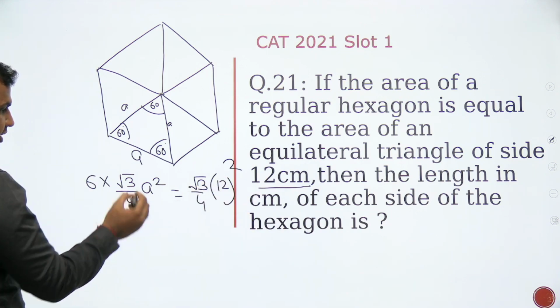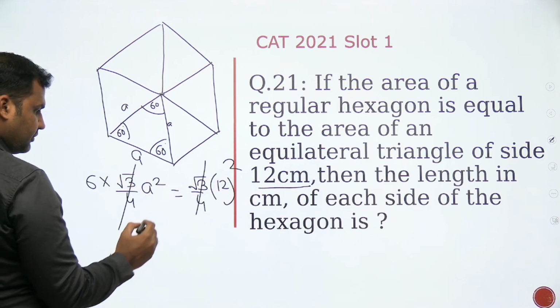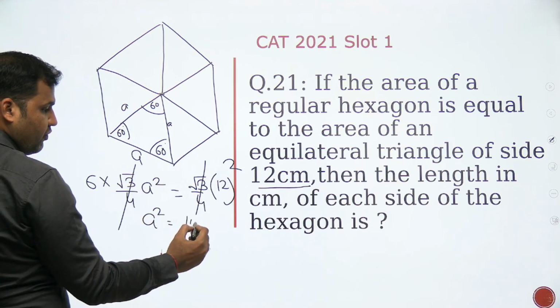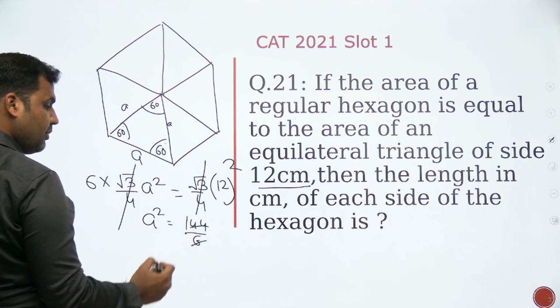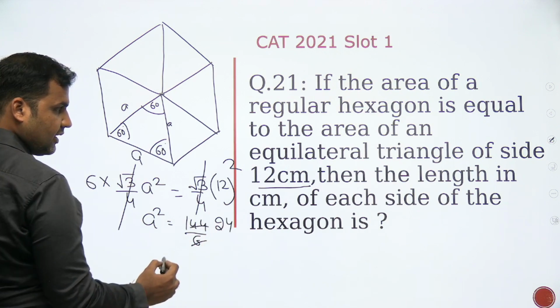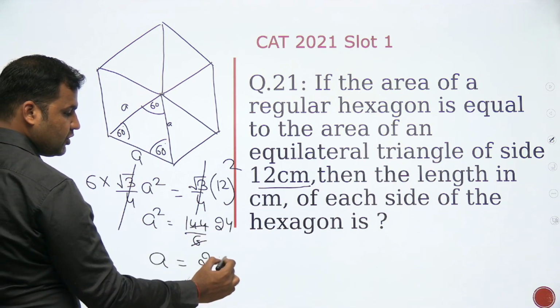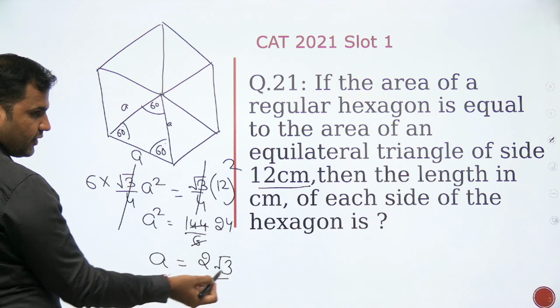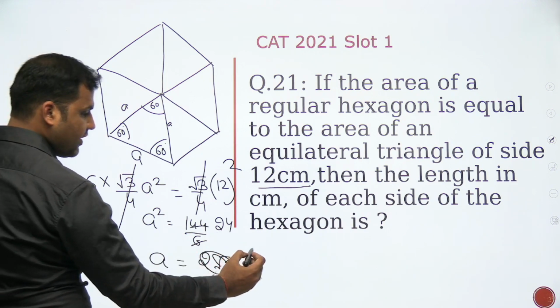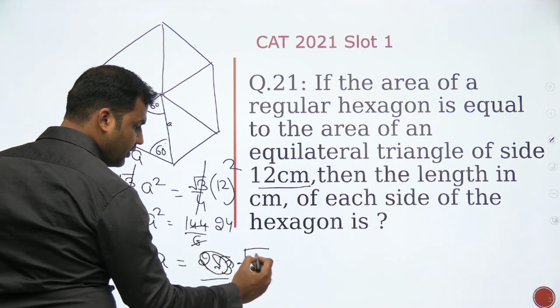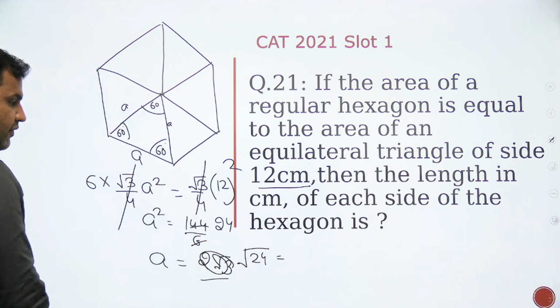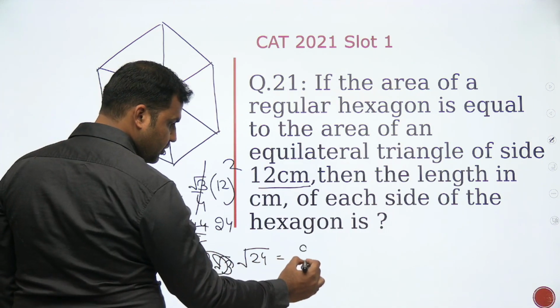Root 3 by 4 a square. This gets cancelled. A square will be 144 upon 6. That will be equal to 24. The side of the hexagon will be root 24, which is root of 4 into 6. That would be 2 root 6.